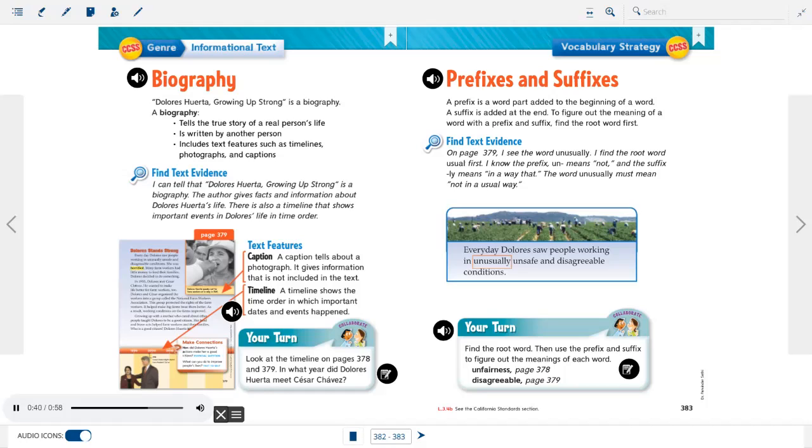Text features. Caption. A caption tells about a photograph. It gives information that is not included in the text. Timeline. A timeline shows the time order in which important dates and events happened.